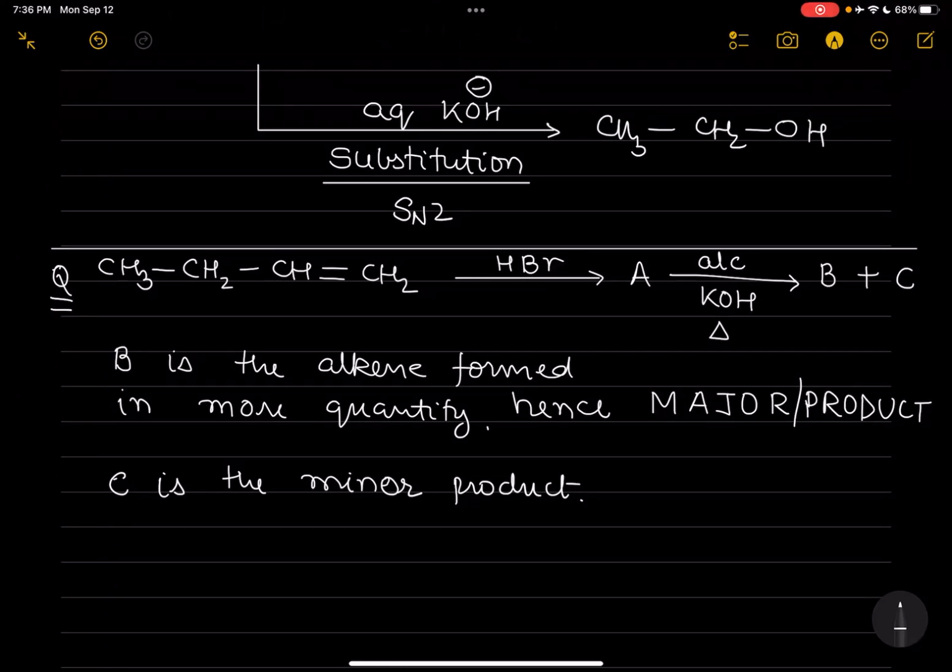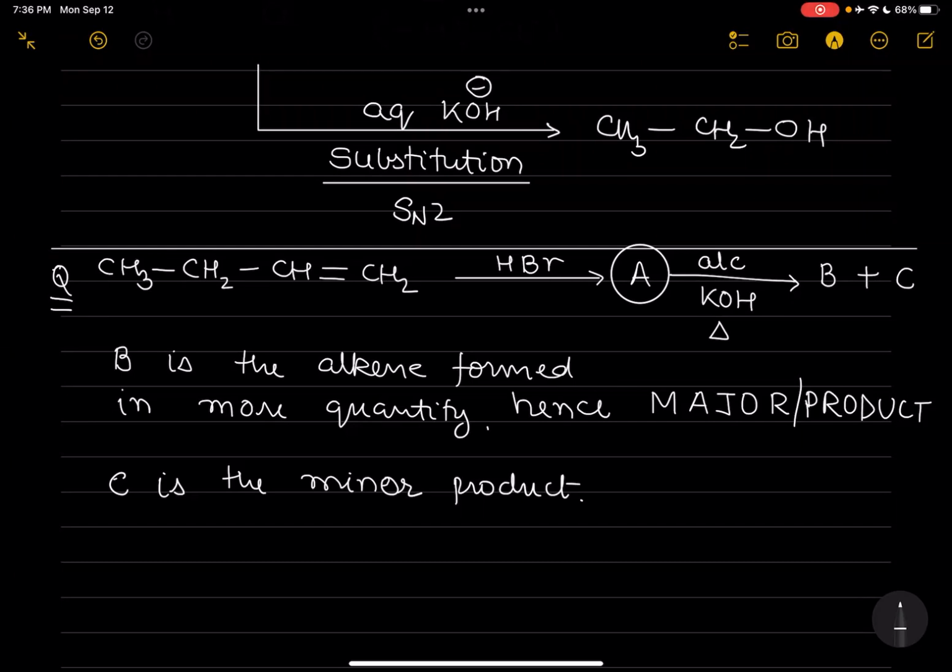What is A? Is it elimination or is it the reverse of elimination? And what is that reverse of elimination known as? Yeah, Anushka. Sir, it will be substitution. It will be a substitution reaction.